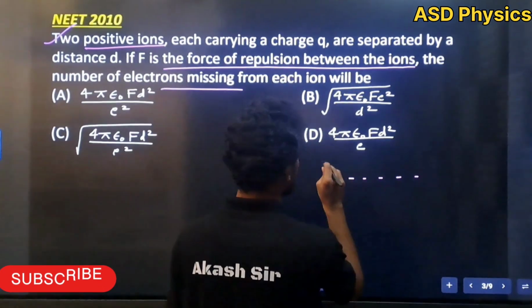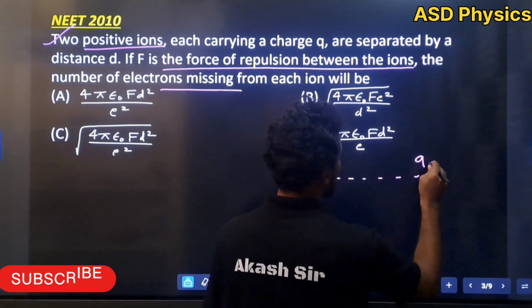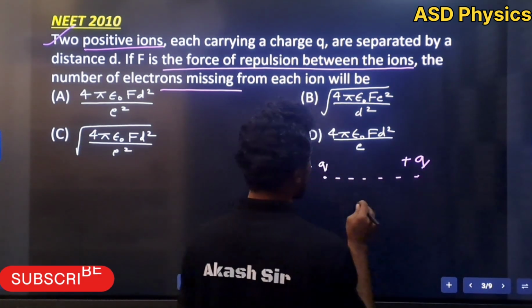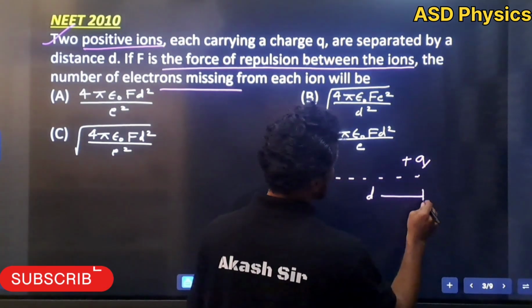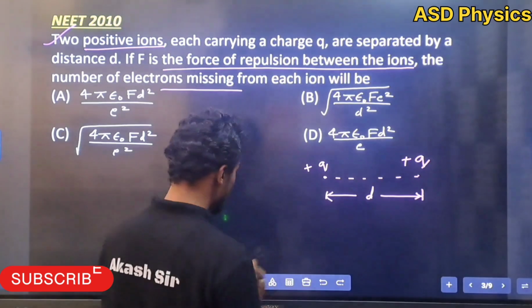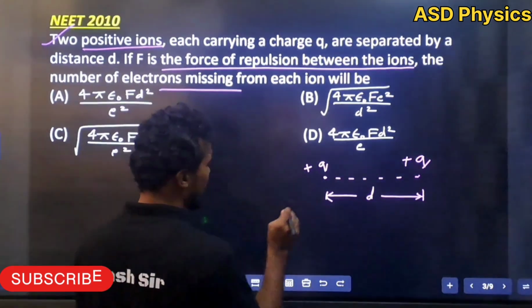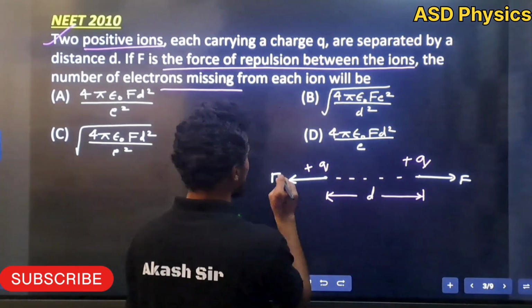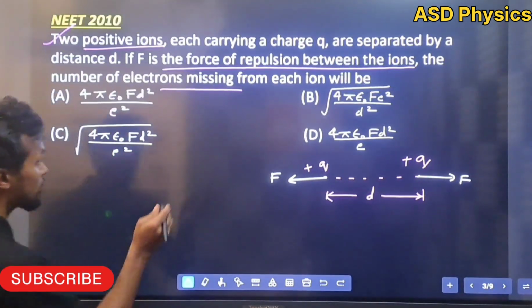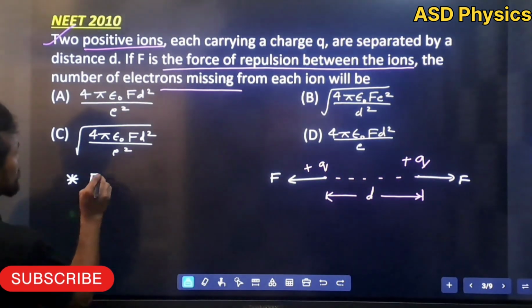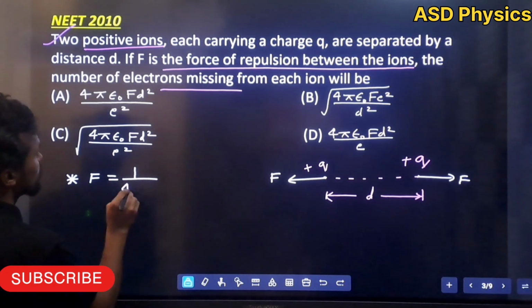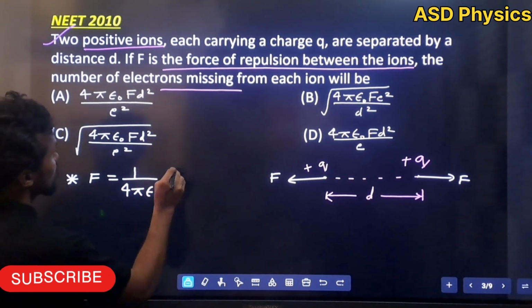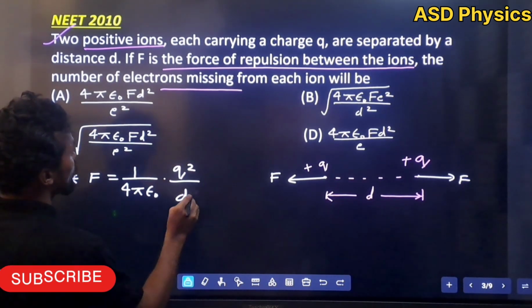Here I have taken the positive ions, plus Q and plus Q, and according to the question the distance between them is D. Now both the ions are positive, so the force of repulsion will be present here. So can you tell what is the force of repulsion? The force of repulsion is given by 1 by 4 pi epsilon naught into Q square by d square.